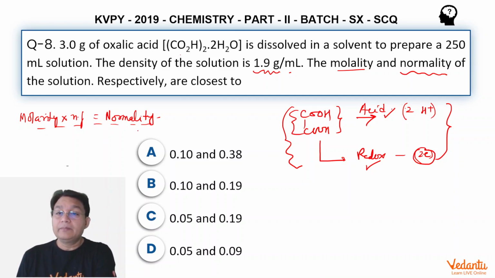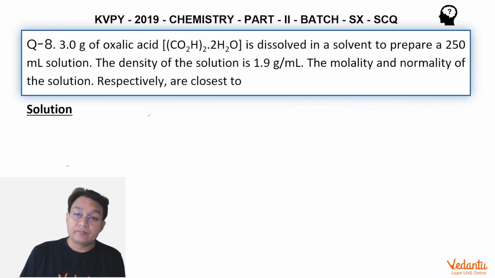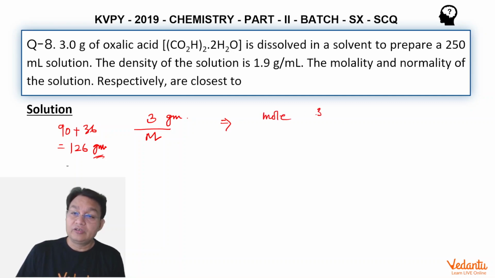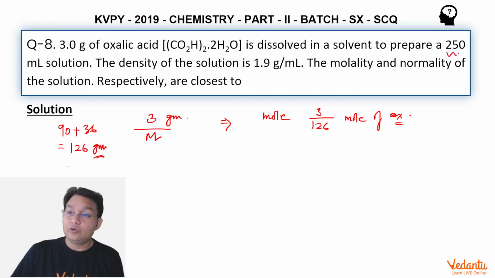So how to get the molarity? We have 3 grams, and we have to divide it by the molecular mass of oxalic acid, which is (COOH)2, that is 90 grams, plus 2 water, that means 36 grams. So that is equal to 126 grams, the molecular mass. So moles is equal to 3 upon 126 moles of oxalic acid, and this is dissolved in 250 ml.